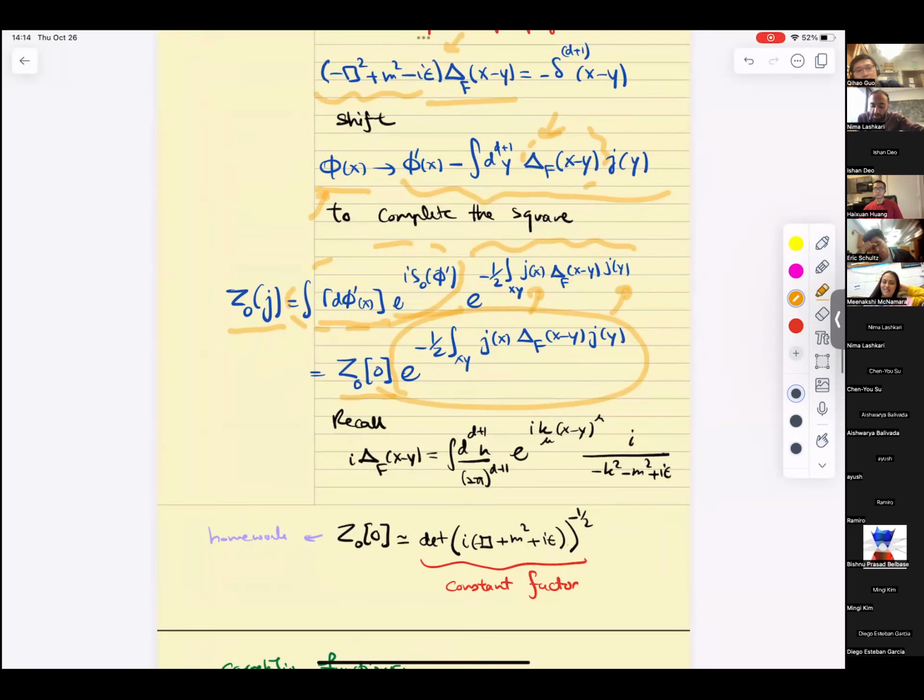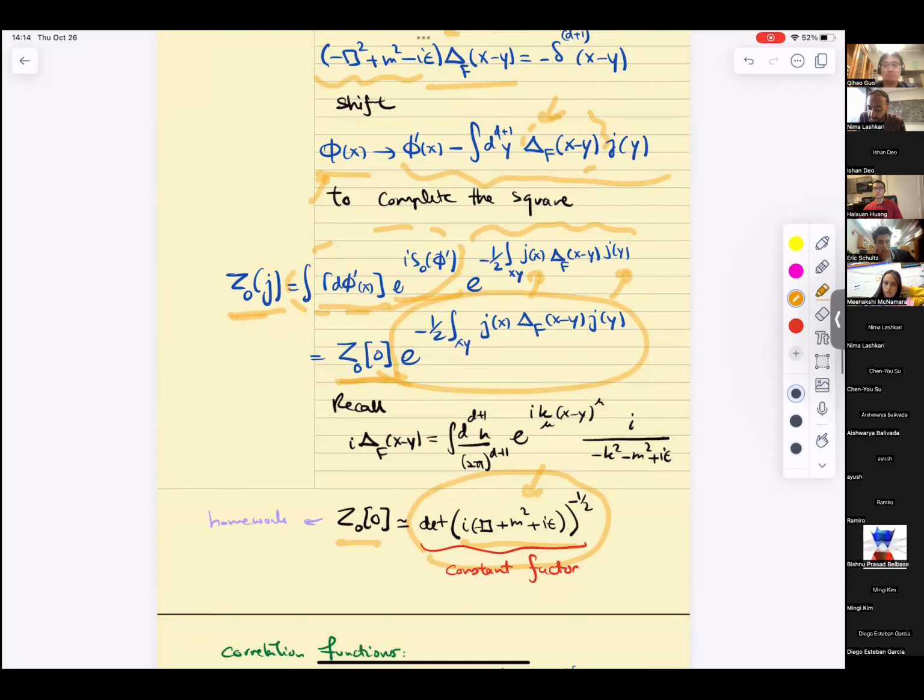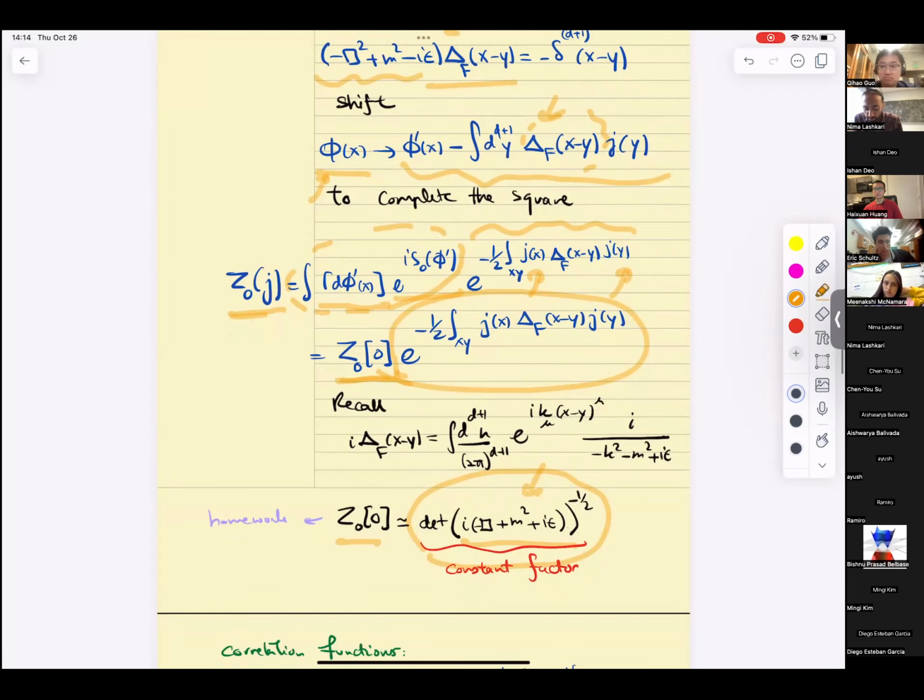All right, so what we found is that Z0 of J is Z0 of 0 multiplied by this explicit form. In fact, in your homework, you're going to work out this Z0 of 0 and find it to be related to the determinant of this differential operator. The determinant of a differential operator needs to be regulated in infinite space, blah, blah, blah. This is stuff that you're going to learn about in your homework.